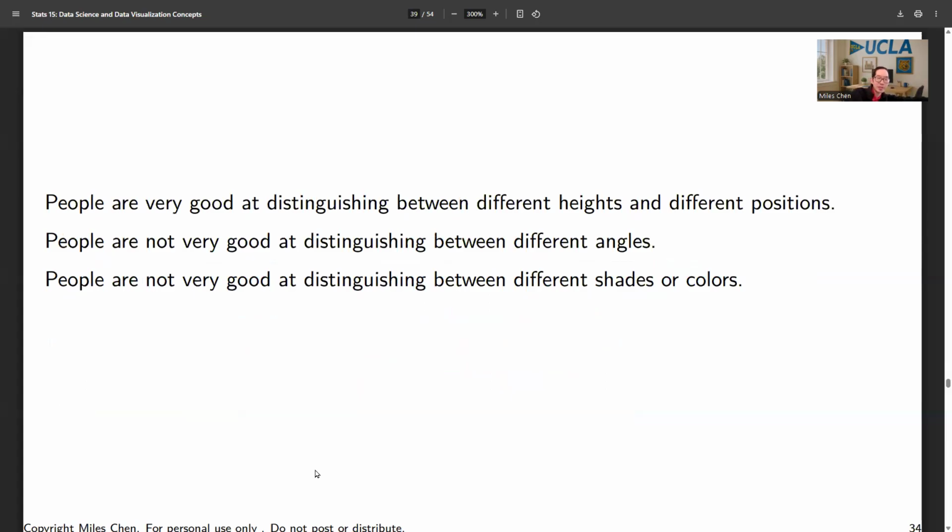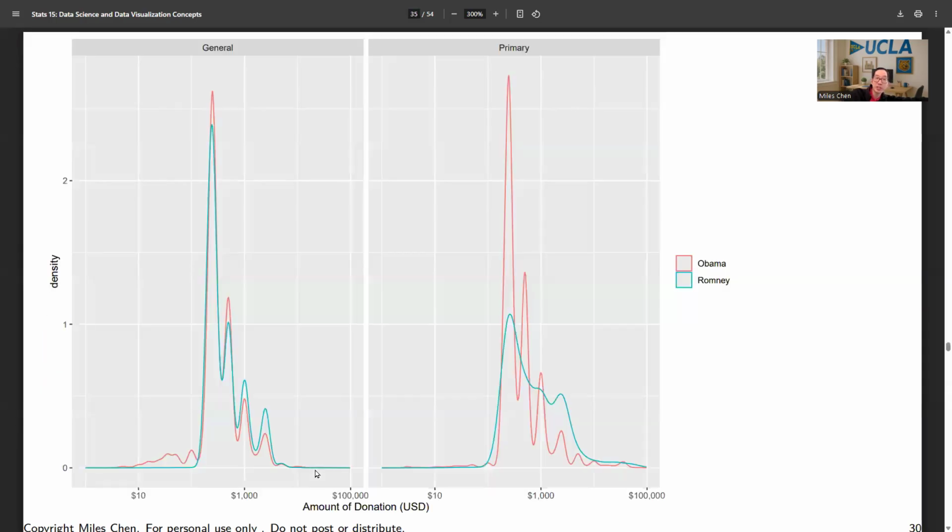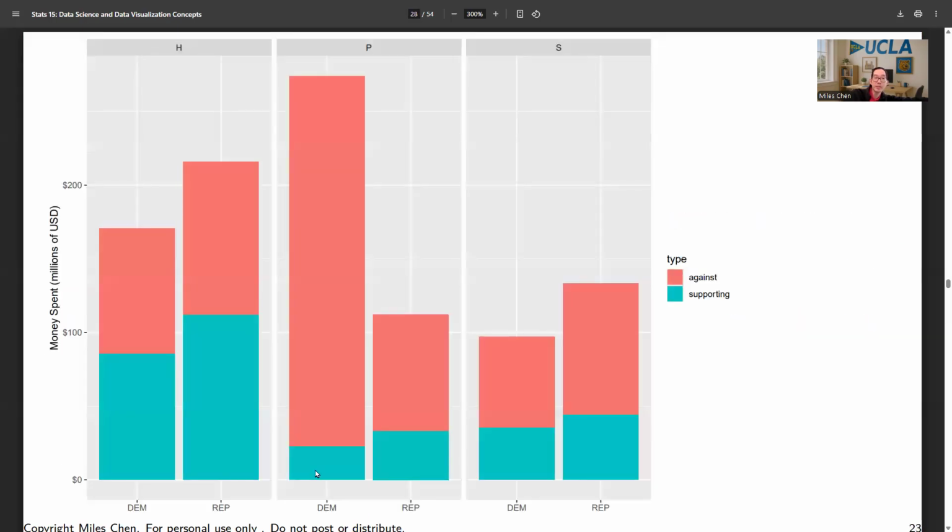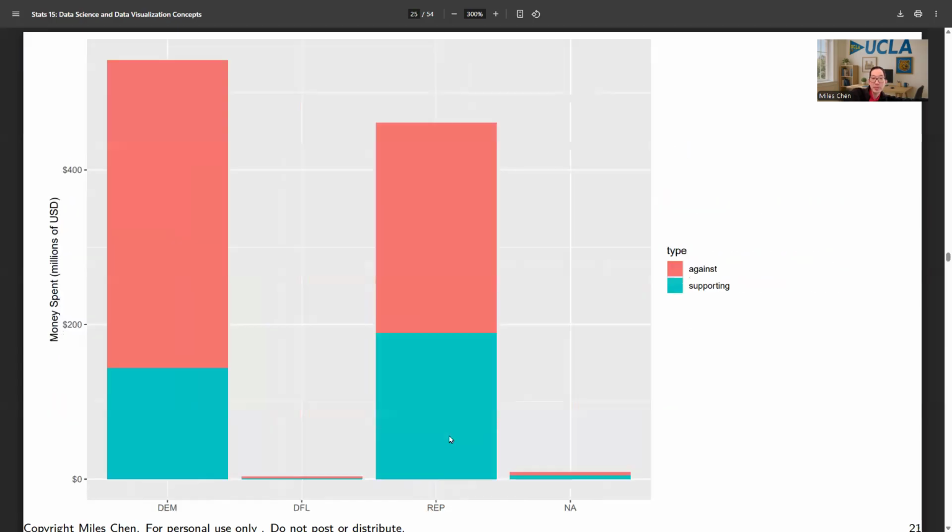Just a few things to keep in mind as you think about what you want to communicate. One is that people are really good at distinguishing between different heights and different positions, but we're not good at distinguishing different angles or subtle differences in shades. When you look at bars like this, these two bars are pretty similar, but we can distinguish them quite easily. Even this bar in the blue, they're very similar in height, but we can see this one is just a little bit taller than this one. Our eyes are really good at telling those things apart.